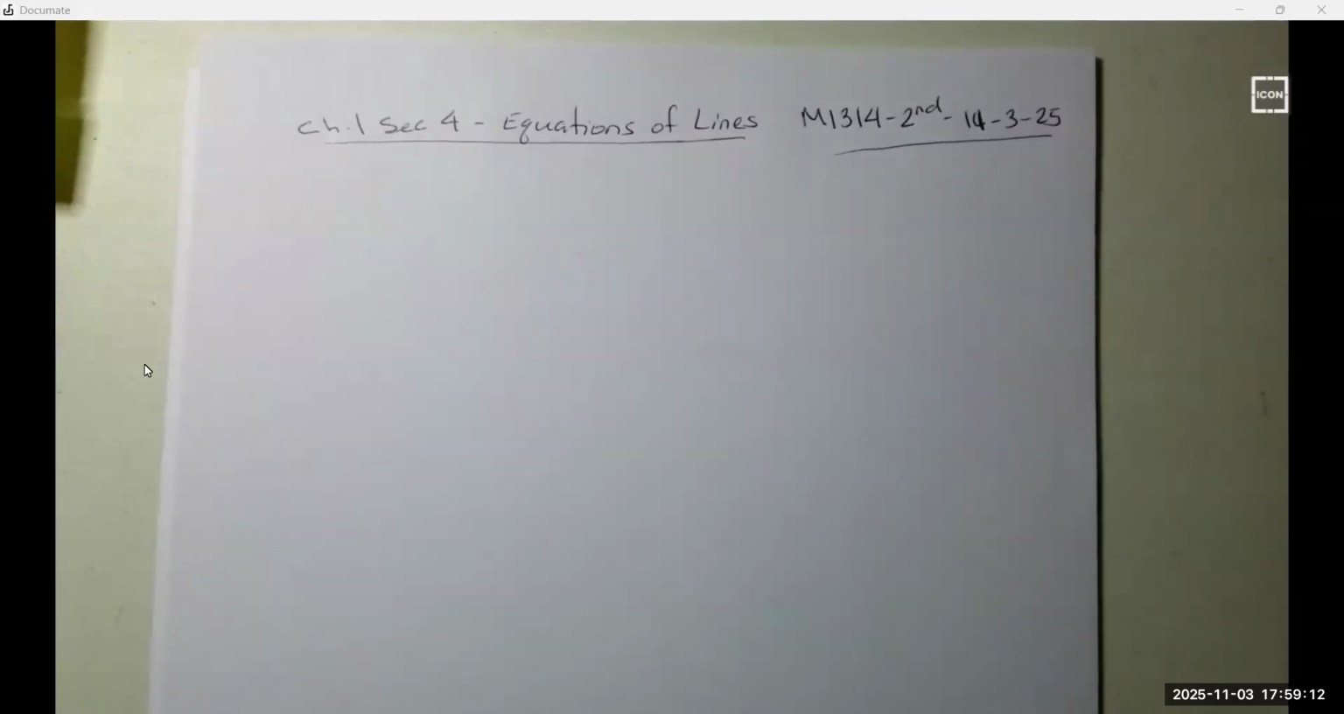All right. In this section, we're going to learn how to find equations of lines given all sorts of information. We're also going to look at how, if we had two lines, how are they related?